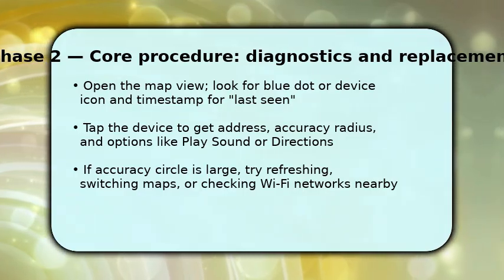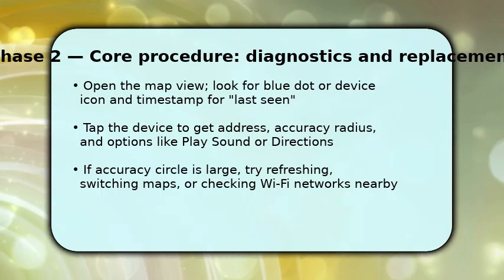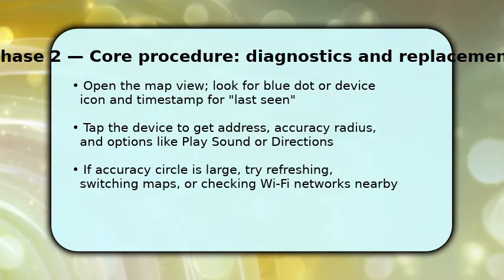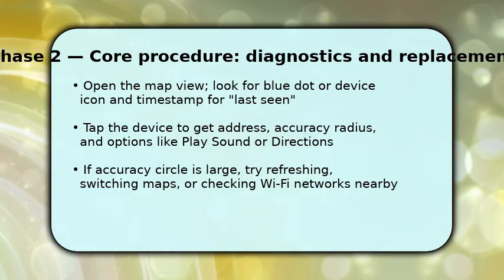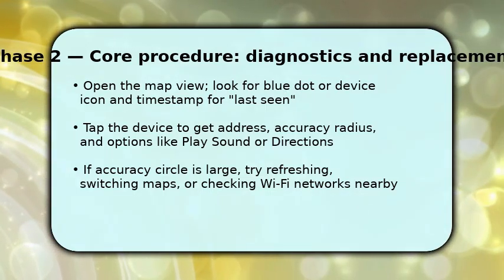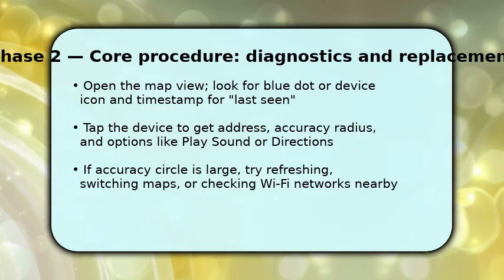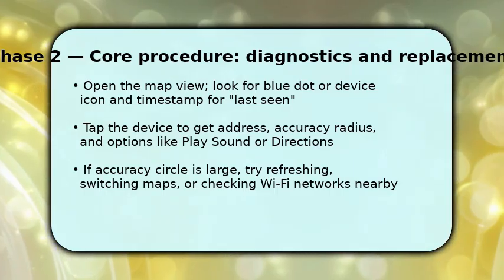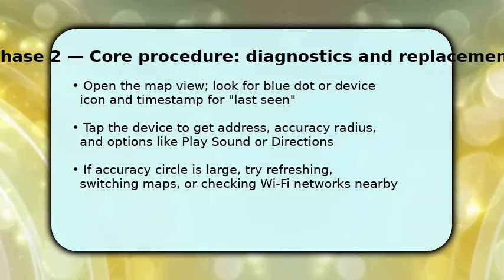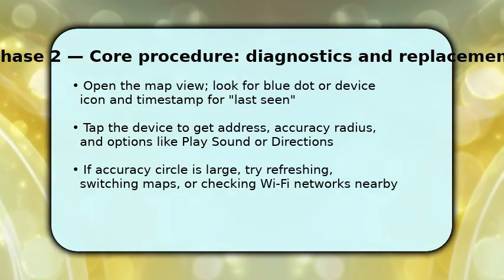If the device shows a precise dot, tap it for address, battery level, and options such as play sound or get directions. Use sound if you're nearby. If the circle is large, make sure the phone has Wi-Fi or GPS enabled and refresh. Also consider recent movement and whether the last reported location is indoors versus outdoors, because that changes how you approach.